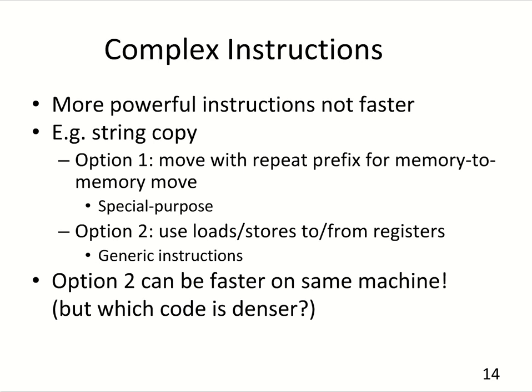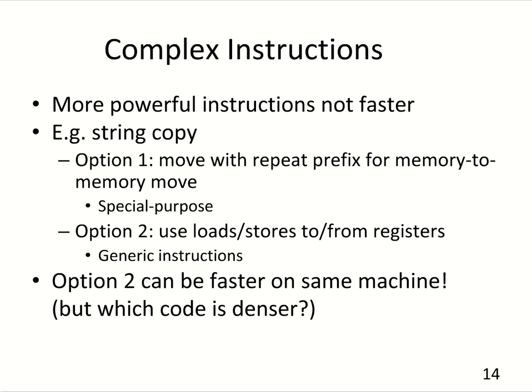As an alternative, you could simply code up a loop that uses loads and stores to and from registers. So these are generic instructions, as opposed to the very special purpose repeat prefix in front of a move that would not be available in most simpler instruction sets. It might actually be the case that if you coded these both up, the second option could actually be faster on the same machine. But that just reminds us that speed is not necessarily the only constraint, or even the most important constraint.